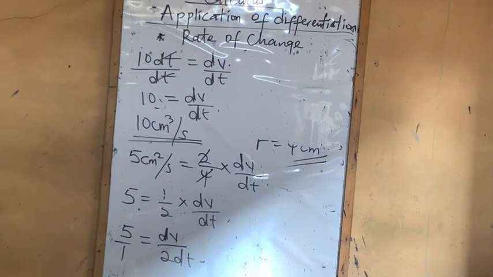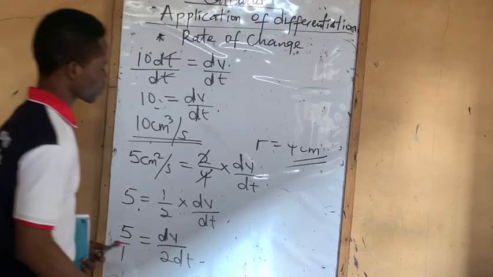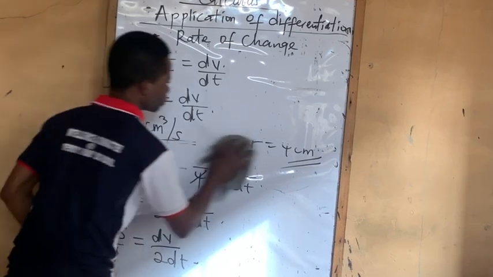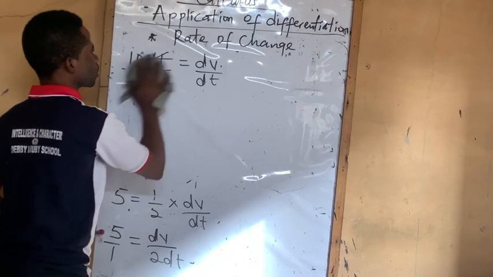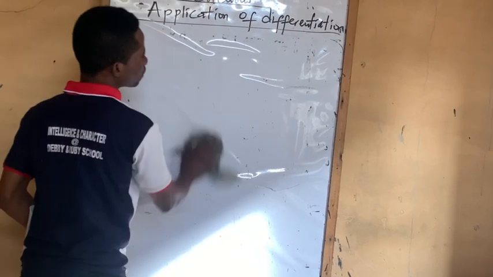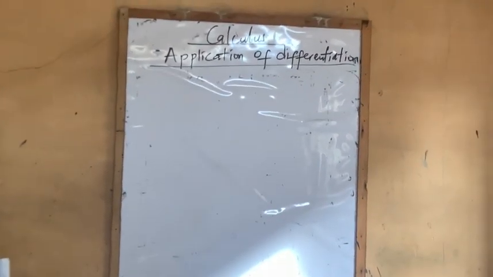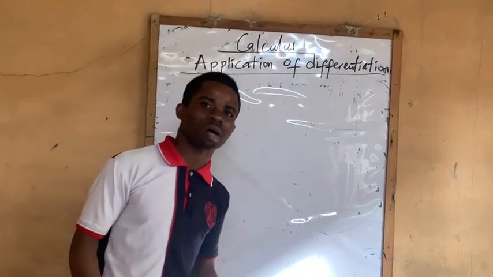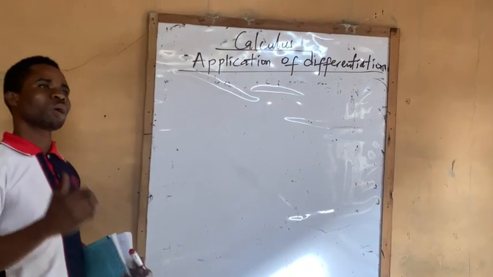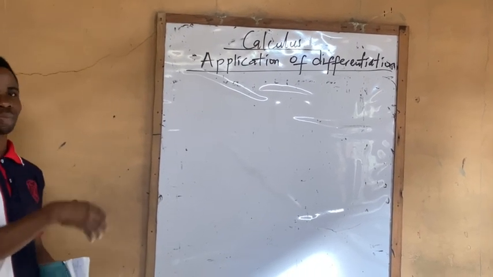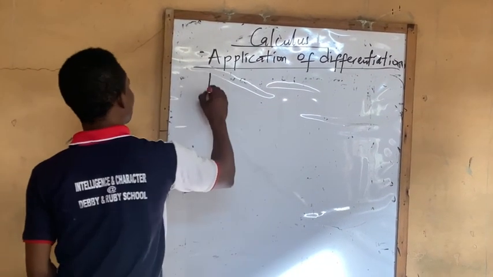Now let's go to rectilinear motion. Anytime you are dealing with rate of change, just look at the formulas. If they talk about only the area of the circle, deal with that. If they talk about both the area and the volumes, you should know how to manipulate it. Now, rectilinear motion.